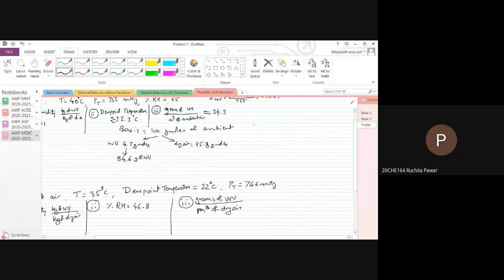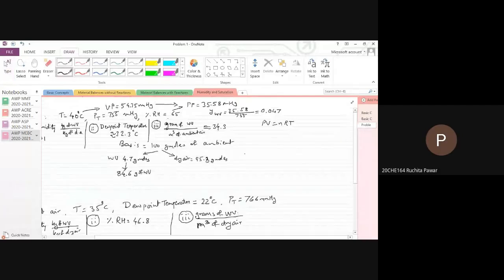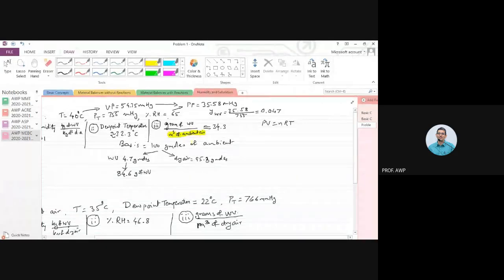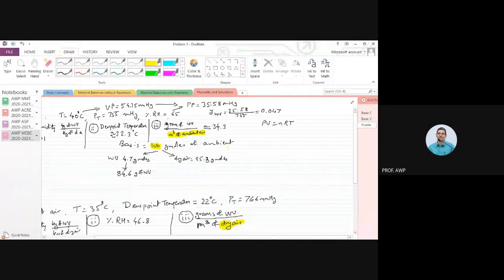PV equals nRT, sir. Okay, now tell me. 0.95 moles into 8.314 into 313. Which is 0.95 moles? Oh, sorry, sir. 95.3, the dry air one. No, I am asking you meter cube of ambient air. Here I am asking you dry air. Oh, sorry. Don't you have to find out volume corresponding to this 100 gram moles, isn't it? Yes, sir.